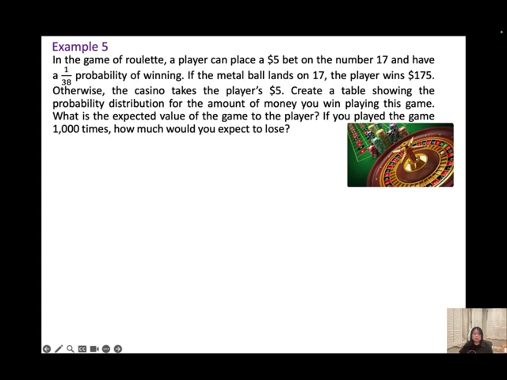Okay, so let's write it out. First, I'm going to let P of W mean winning. The probability of winning will be equal to 1 over 38. And then the probability that I lose the game will be 1 minus the winning probability. Win or lose, that will be the complement. We plug it in, and you're going to get 37 over 38.